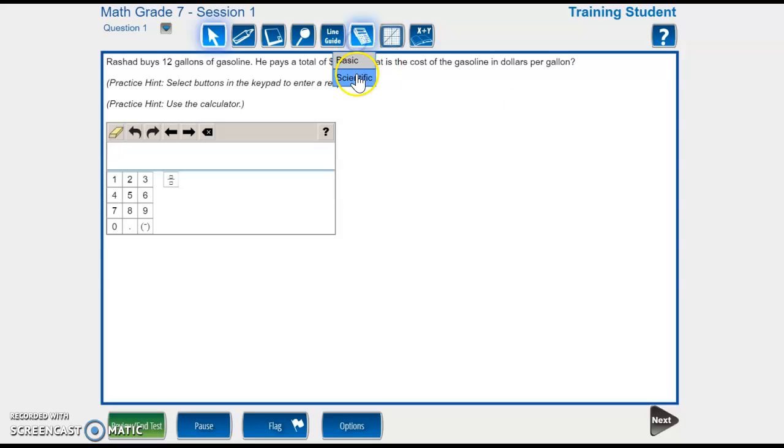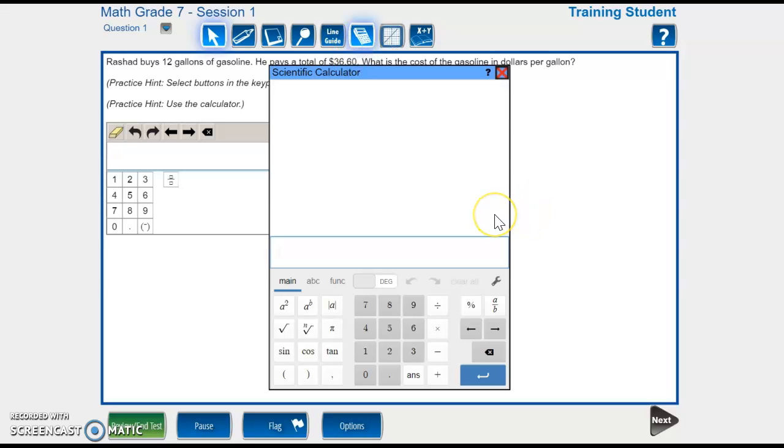The scientific calculator just has a few more functions on it. And so you will see exponents. So this is how you would square a number. So squared. If you wanted to use a different number, so maybe like 2 to the 3rd power, you can type that in. So really experiment with that calculator so that way you know how to use it.